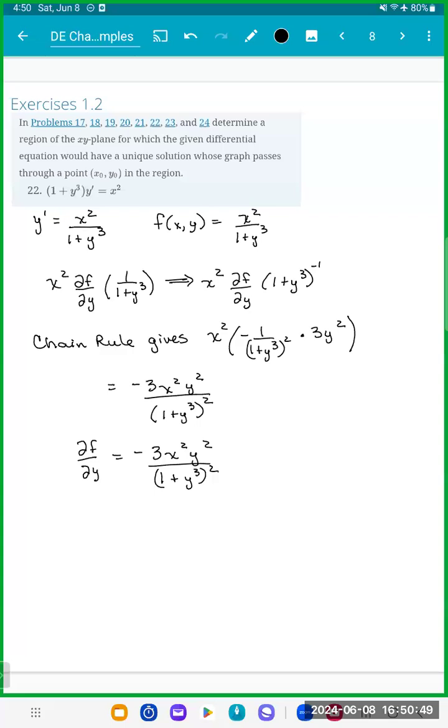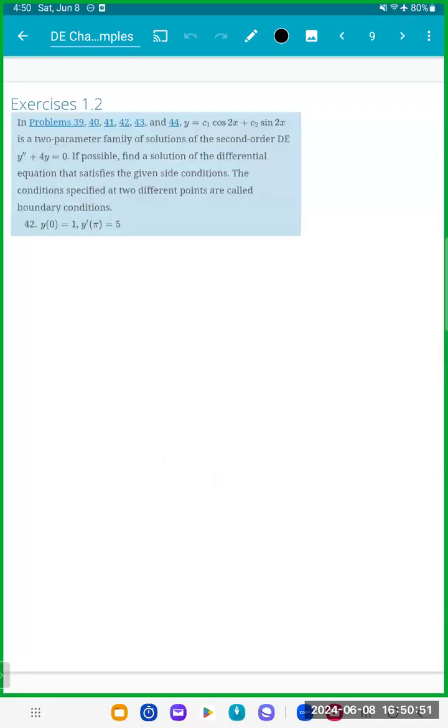All right, let's look at the next problem. The next problem is also coming out of section 2. It's similar to problems 39 through 44. And you are, again, given a 2-parameter family of solutions of a second order differential equation. And if it's possible, we want to find the solution that satisfies the given side condition. We're going to look at problem number 42.